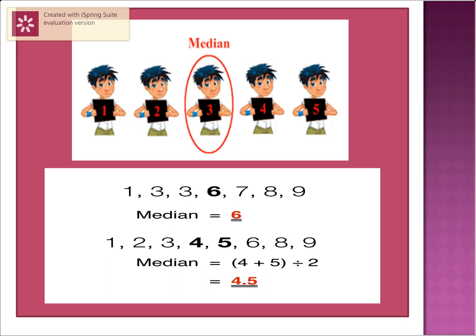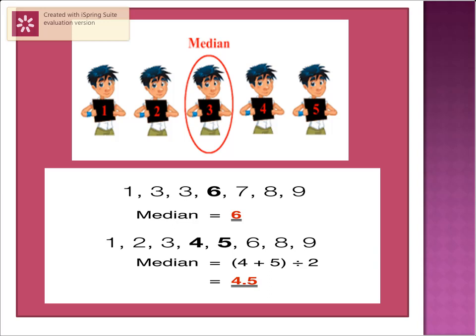Below I have given it in numerical values too. That is also an odd count: 1, 3, 3, 6, 7, 8, 9. So it is a 7-number problem. We need to omit 3 numbers from the left side and 3 numbers from the right side. The middle one, 6, is known as the median.